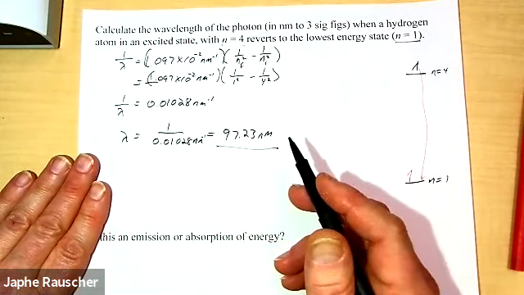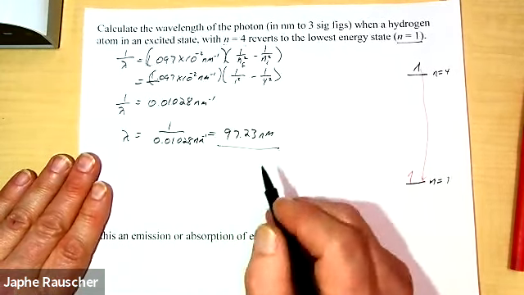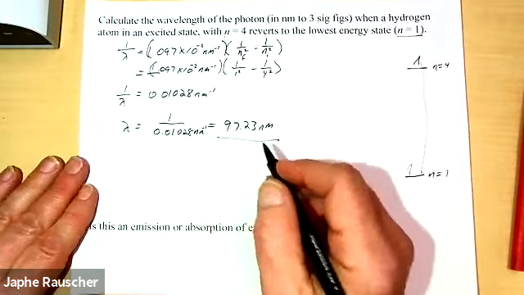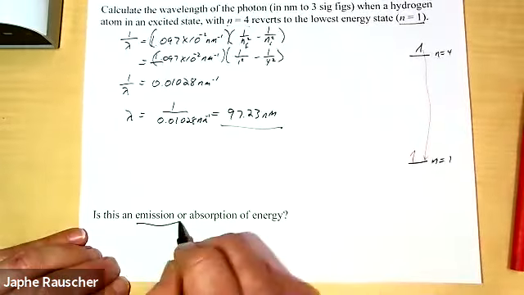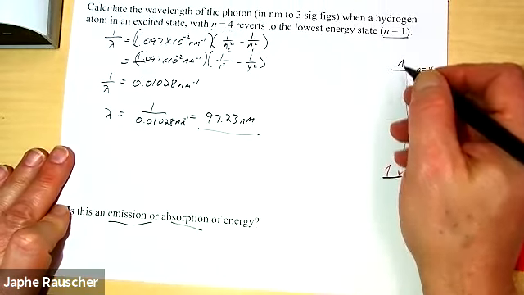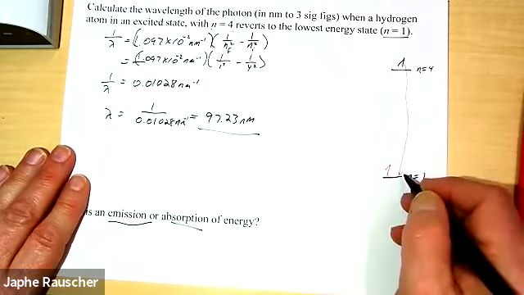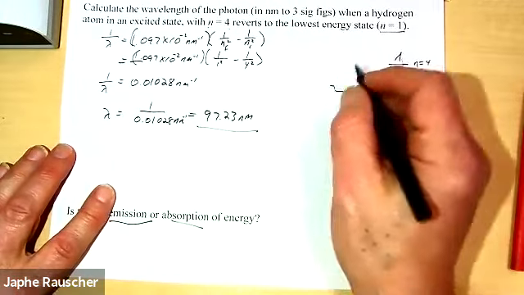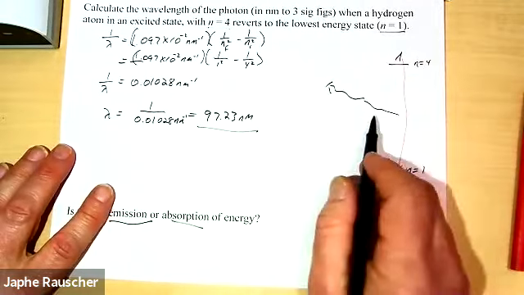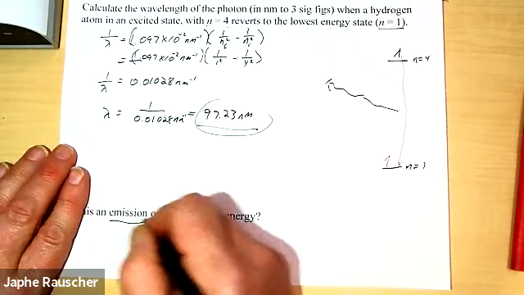We're talking in the ultraviolet range. So very high energy and very short wavelength. Is this an emission or an absorption? Well, the electron went from n equals 4 down to n equals 1. When it comes down like this, it has to release a photon. And so it's going to release a photon at that wavelength, and that would be an emission. So this is an emission.